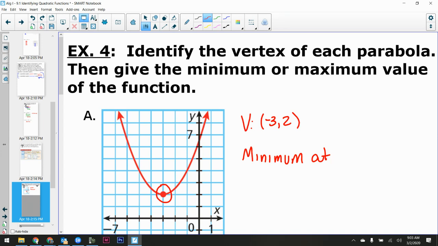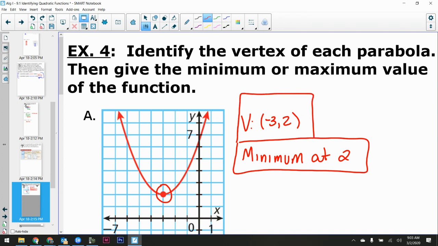Now, here's the tricky thing. The actual minimum value of the function is the y value. Okay? Now, if you gave me the x and y value, I probably wouldn't be mad at you. But the true minimum value is the y value. So the vertex is at -3, 2. The minimum is at 2.